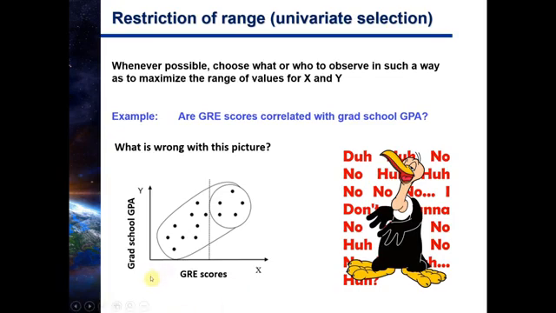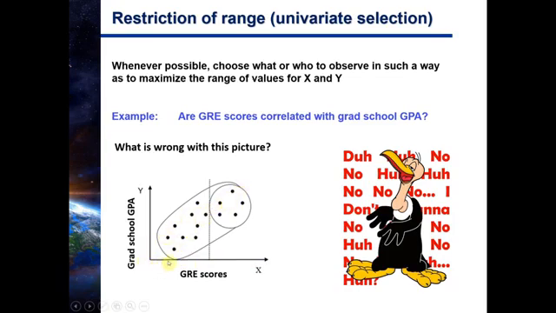All right? We want to know if there's a relationship between GRE scores and graduate school GPA. Now, if we were to admit everybody into graduate school, regardless of their GRE scores, so we would have some very low GRE scores, we'd have moderate, and we would have high. If that were true, then we probably would see a relationship like this.